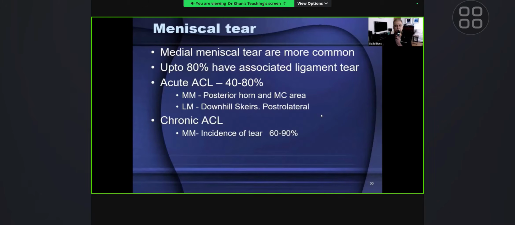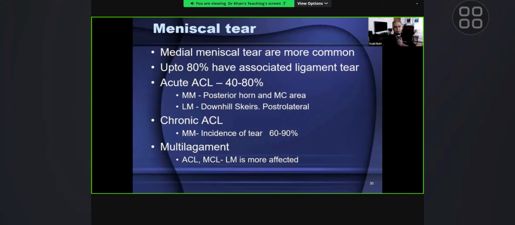In cases of chronic anterior cruciate ligament insufficiency, where patients have had their ACL torn but have not chosen to get it repaired and are carrying on with an incompetent ACL, the incidence of a medial meniscal tear reaches almost 90%, because the knee joint is very floppy. It's moving all the time, particularly when they're coming down the stairs. And therefore, the meniscal tissue tends to get caught more commonly between the femur and the tibia.